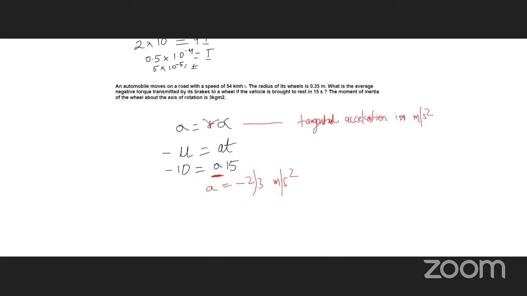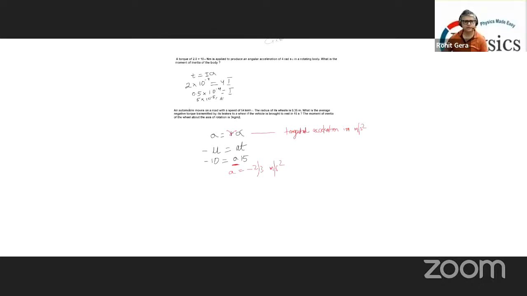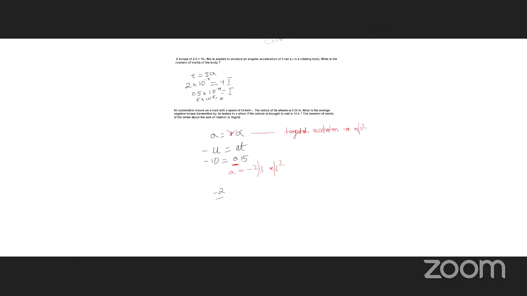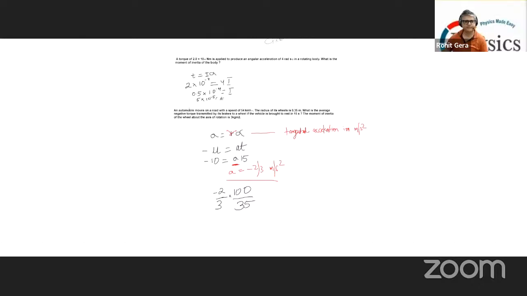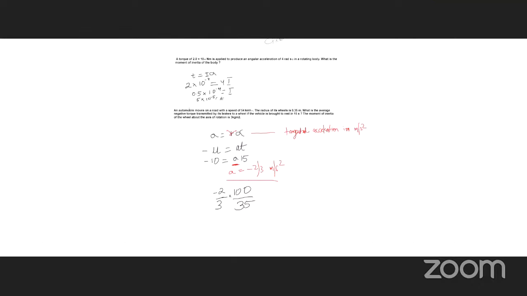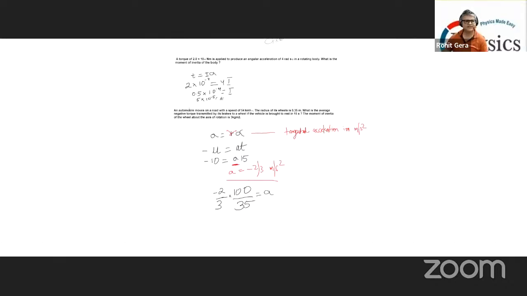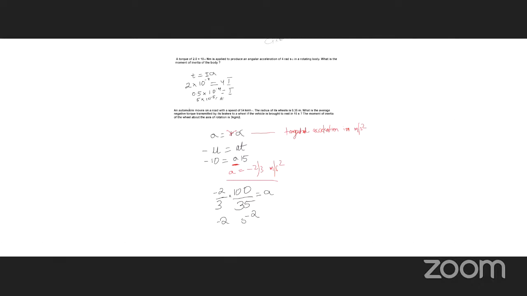दिस इज द, क्या कहते हैं, अल्फा आ जाएगा. निकालो. अल्फा करेक्ट है. -2/3 into 100/35. Okay. क्या आएगा ये, क्या बनेगा? So you got your a, and now you're calculating your alpha, a by R. 35 into 3 कितना होता है? 105. 1.9 यानी कि 2 ही आ गया अप्रोक्सीमेटली. 15 seconds it took to stop. Okay. So कितना माइनस आएगा? -2 आ गया. अल्फा.